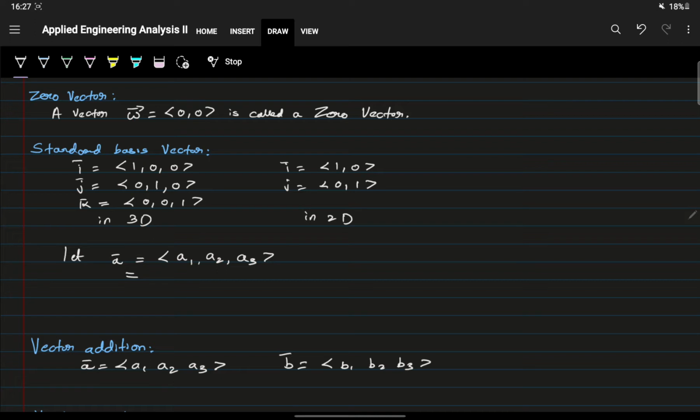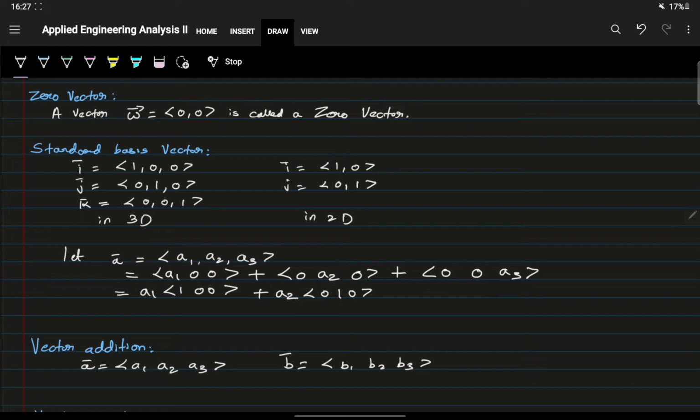One of the properties of the standard basis is, let us consider a vector (A1, A2, A3), utilizing the standard basis in the principal axes as A1, 0, 0, and so on. This can be given by i, j and k.